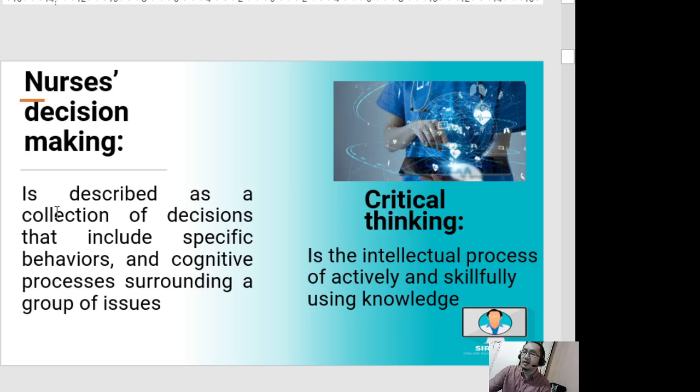Critical thinking, on the other hand, is the intellectual process of actively and skillfully using your knowledge, using what you know, and applying it in a certain situation. So decision making and critical thinking really go together in a certain problem or situation. These two should consider the highest possible solution in terms of safety and quality, which is very important to have.